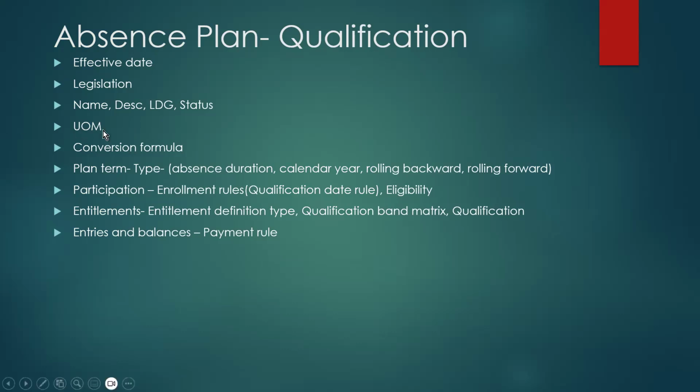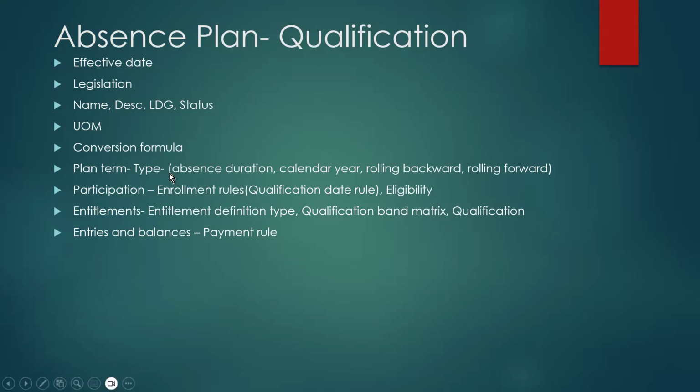Then you have a unit of measure, like we get for other absence plans as well. We choose on what level it has to calculate the units: is it hours, daily, monthly, yearly? How do we want to calculate the absences? Conversion formula: if you configured hours and want to convert your unit of measure, you can use a conversion formula. For this, you have to configure the fast formula, which is an absence duration rule.